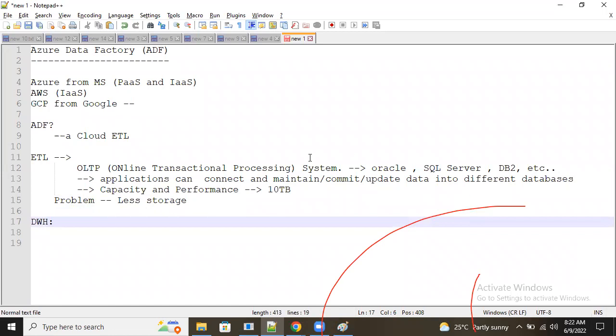Okay, fine then. This is the problem with OLTP. What is the solution then? What is the optimized solution? A data warehousing system. What do you mean by data warehousing? That is also a database, also an RDBMS. But what kind of systems do we have? What are the best data warehousing systems? Teradata, Netezza, Vertica, and we have so many things.